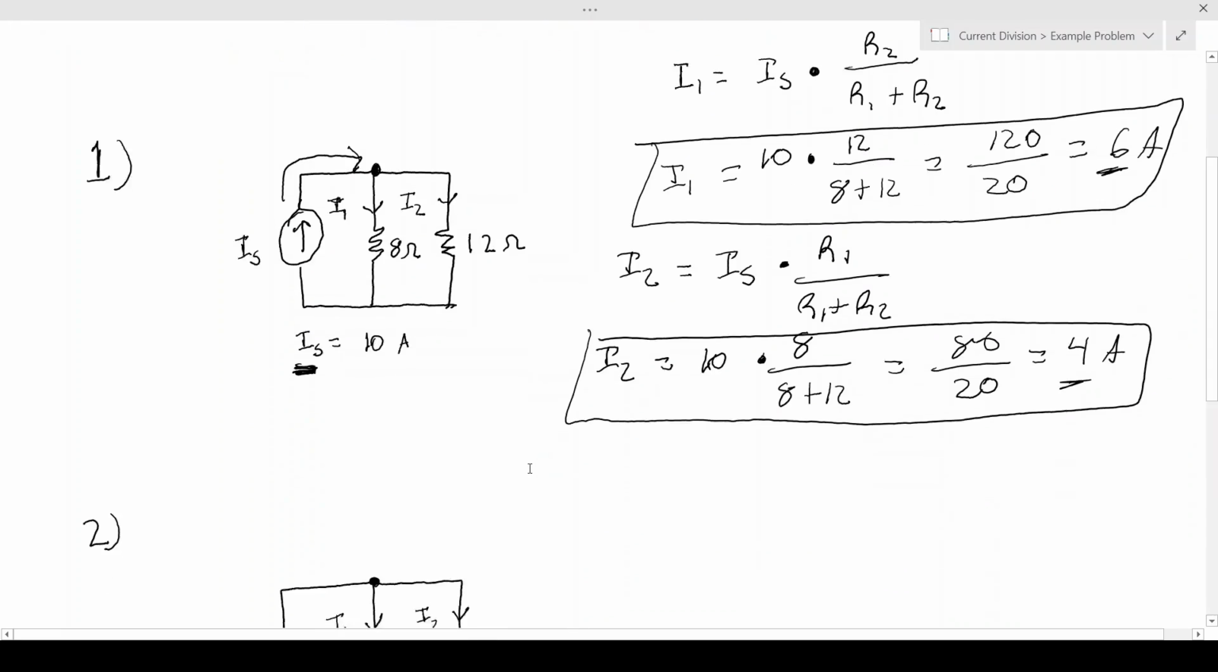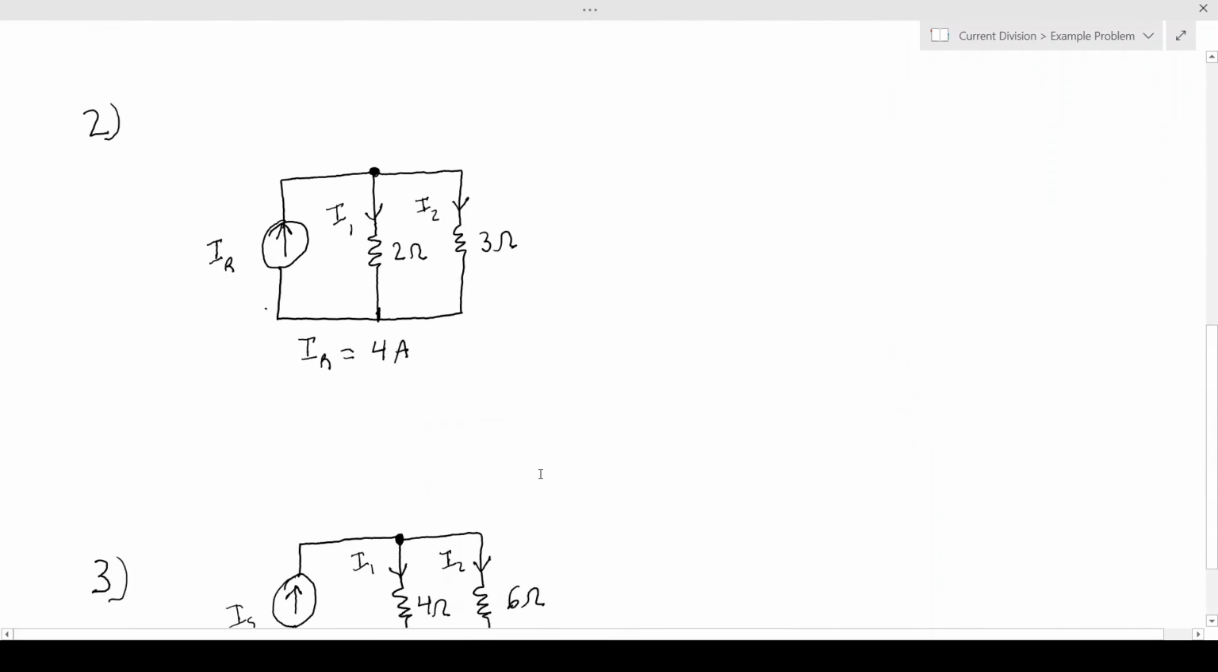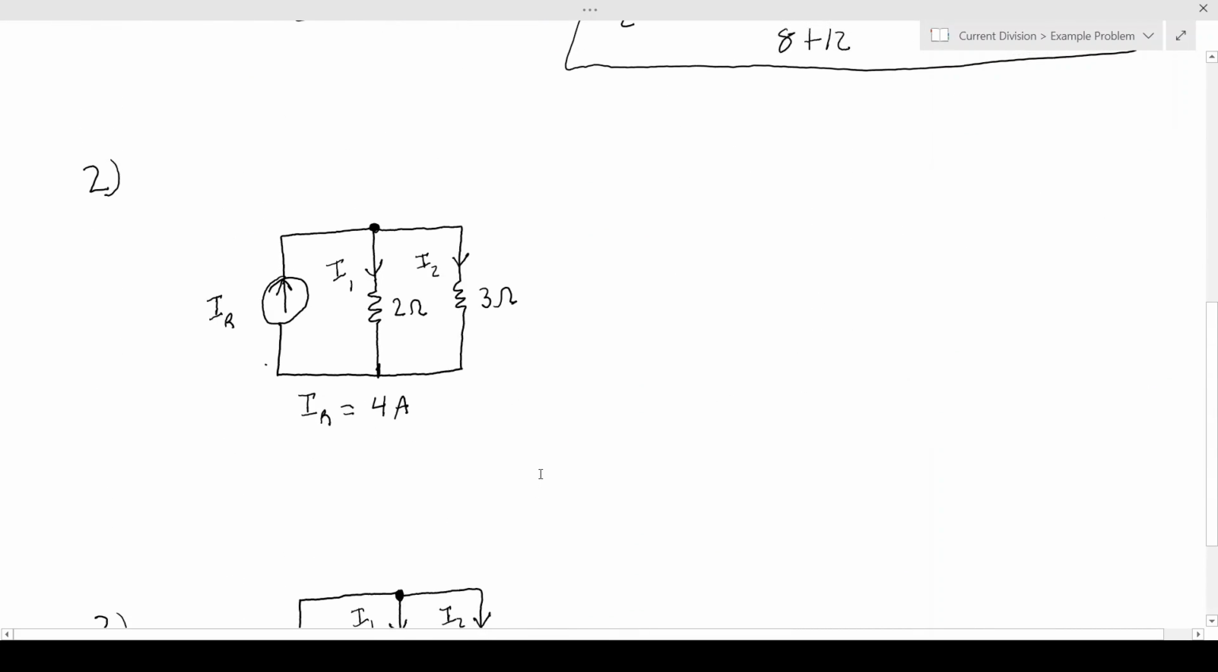So let's move on to the second example problem. For the second example problem, we'll do the same thing. I recommend you pause the video and try to solve this problem on your own before we work on it together. So let's just dive right on into it. So do the same thing.